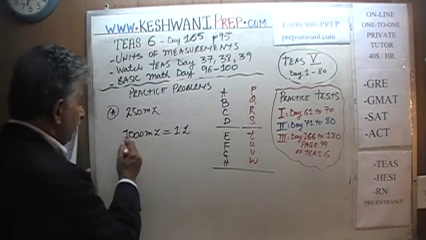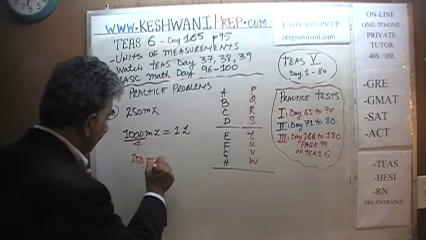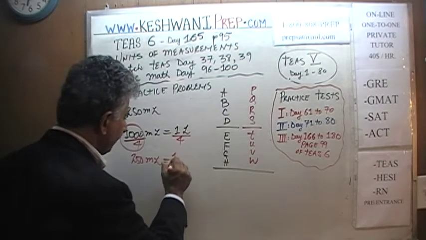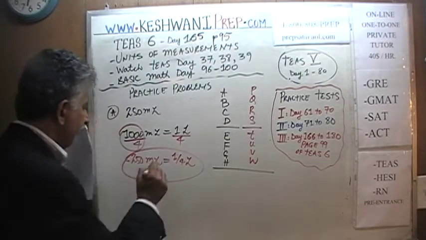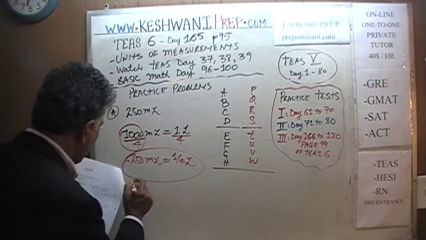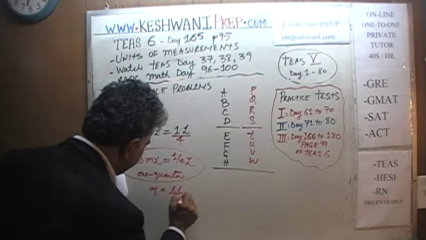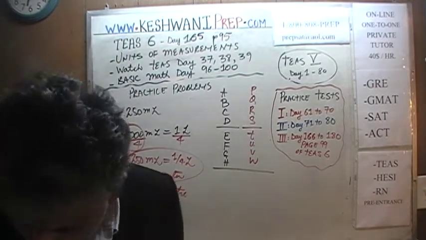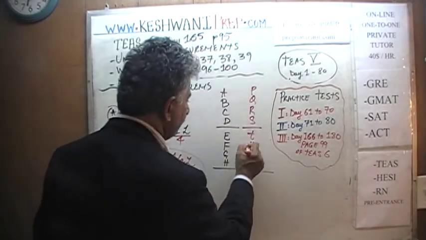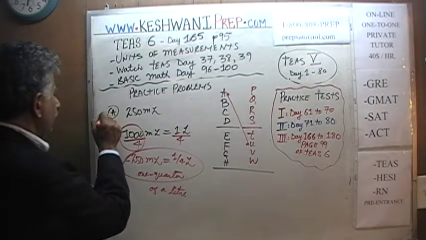In other words, if you divide this side by 4, what will end up here is 250, because 1,000 divided by 4 is 250. But if you divide this side by 4, we must divide that side by 4. There you go, we are done. The answer is 250 milliliter is one quarter of a liter. And whichever one says one quarter of a liter, that will be letter U. A to U. So here is U. Here is A, so that's our first connection. A equals U.